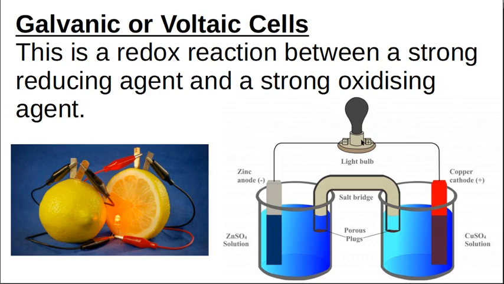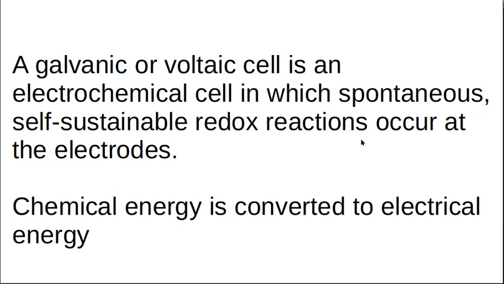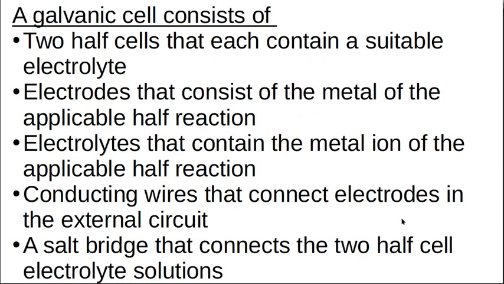For a reaction to occur spontaneously, you need a strong reducing agent and a strong oxidizing agent. And remember, they'll be on completely opposite ends of the table. One's forward reaction will be positive, one's forward reaction will be negative, and when you subtract them, because remember it's E° cathode minus E° anode, you get a big positive value. So this is the definition: a galvanic or voltaic cell is an electrochemical cell in which spontaneous, self-sustainable redox reactions occur at the electrodes. And the important part to remember: chemical energy is converted to electrical energy.